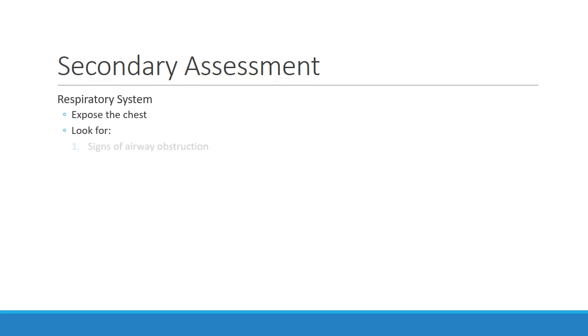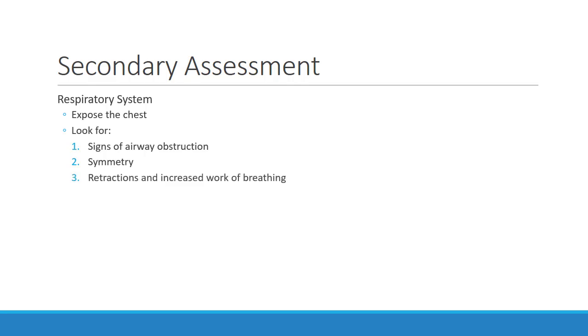So some things we want to look for with the respiratory system include signs of airway obstruction. Does the person have an airway obstruction, or are they choking? Or is there a partial obstruction? We want to look for symmetry of the chest. Are both sides of the chest doing the same thing? Are they both rising at the same time? Are they both rising to the same degree? Anytime we're looking at parts of the body that have symmetrical parts, for example, right and left, we always want to compare the two sides.